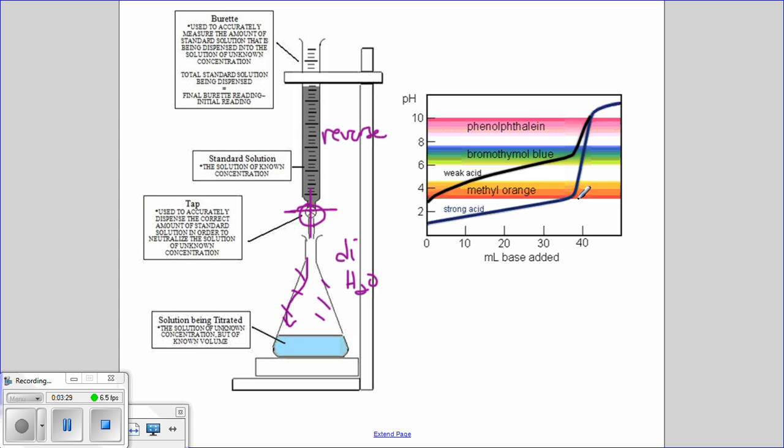Here's a graph showing you where different indicators change color. The methyl orange changes from acidic to basic, from pink to kind of a peachy color at about 3 to 4 pH. But phenolphthalein changes from colorless to magenta pink at about 9 pH. So this is what I was telling you earlier, where different indicators are used for different reasons.